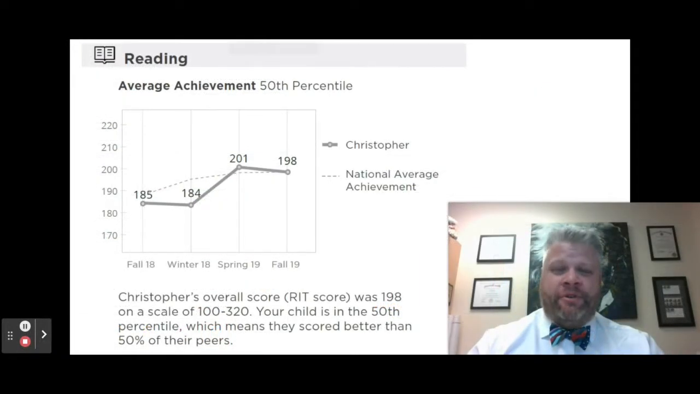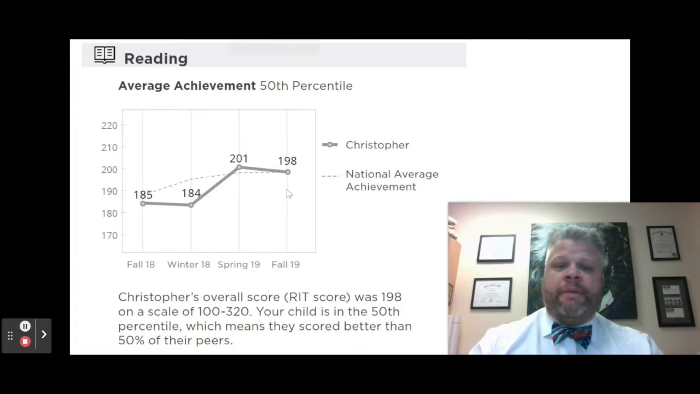In this example, Christopher is a fourth grade student who took the MAP Growth Reading Assessment this fall. Christopher's score last fall was just below the dotted line. His score went down 1 point between fall and winter, that's here. But then he showed fantastic growth between winter and spring with 17 points. He dropped a couple points over the summer, which isn't unusual.